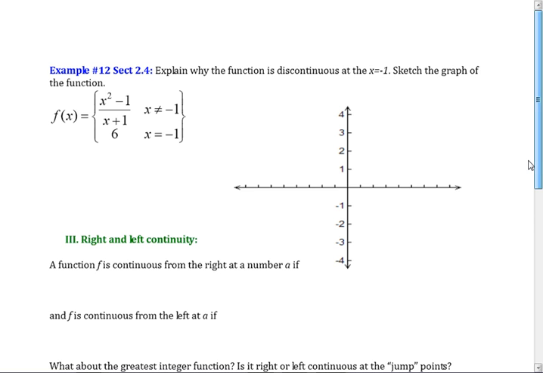Okay, so let's try that one. Very similar. The same question, really. So take a look at that.